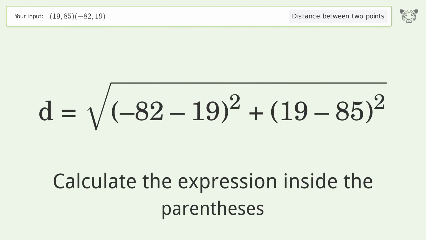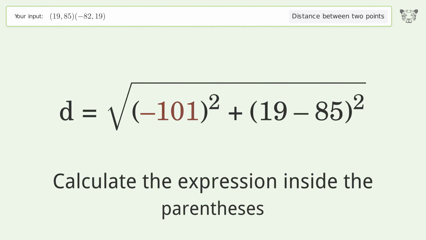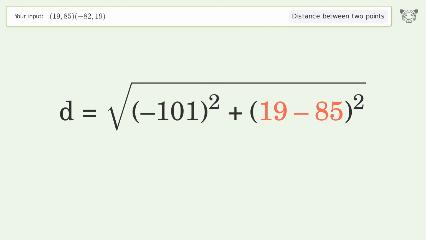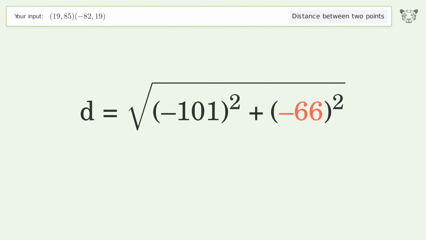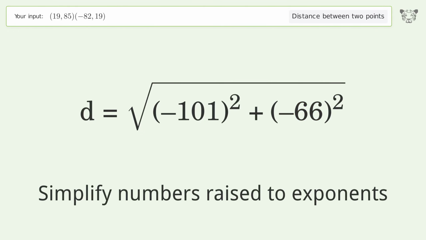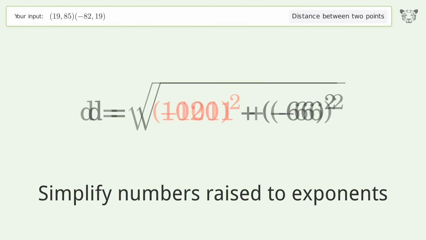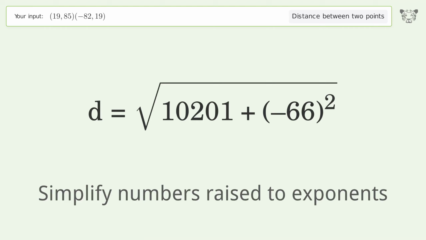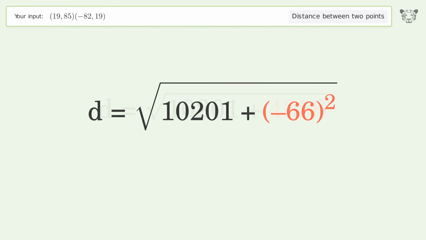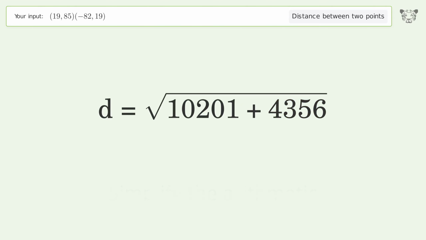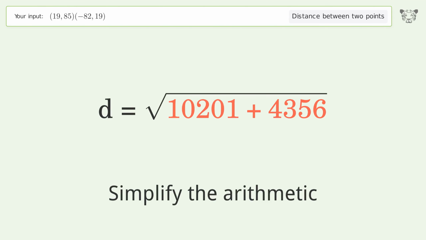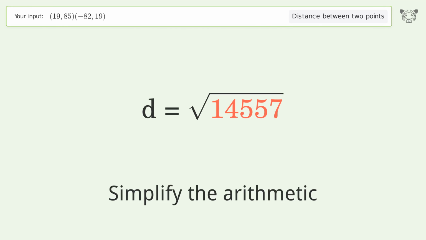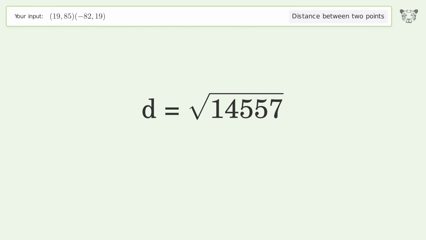Calculate the expression inside the parentheses. Simplify numbers raised to exponents. Simplify the arithmetic. And so the distance between the 2 points is the square root of 14,557 or 120.652.